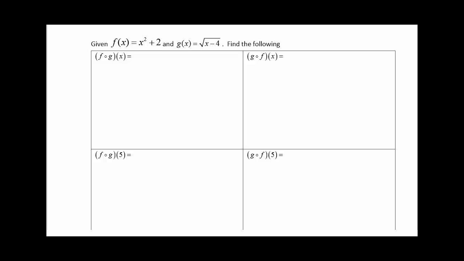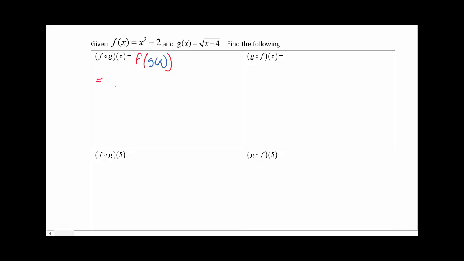All right, let's change f and g and make them a little more complicated. So we'll make f of x squared plus 2 and g of x the square root of x minus 4. Let's first figure out what f of g of x looks like. So we'll put f on the outside and g on the inside.